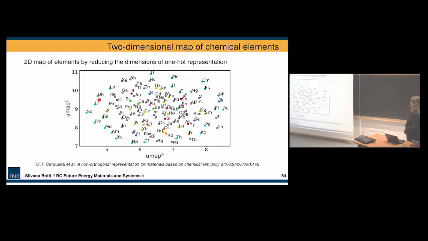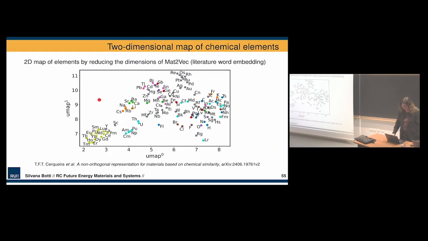If we do it instead using this one-hot encoding with the orthogonal axes, this is the result. So here there was no chemical similarity and there is nothing visible. So we don't get any clustering of chemically similar elements.